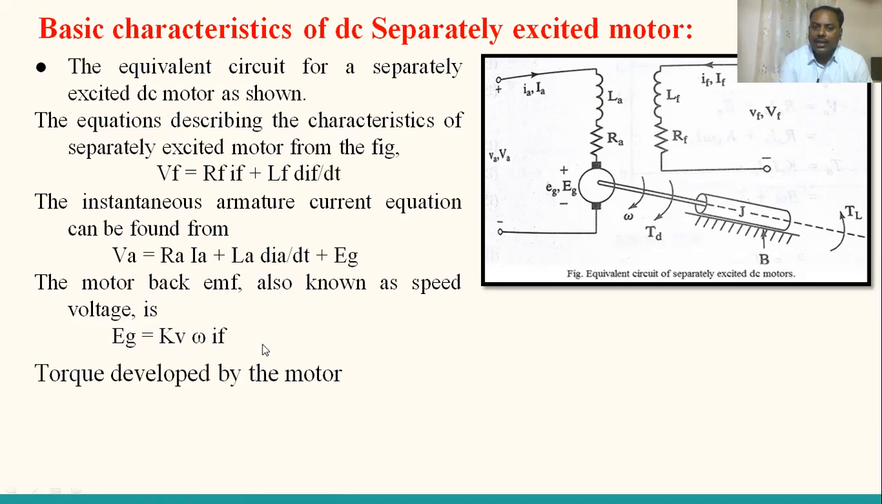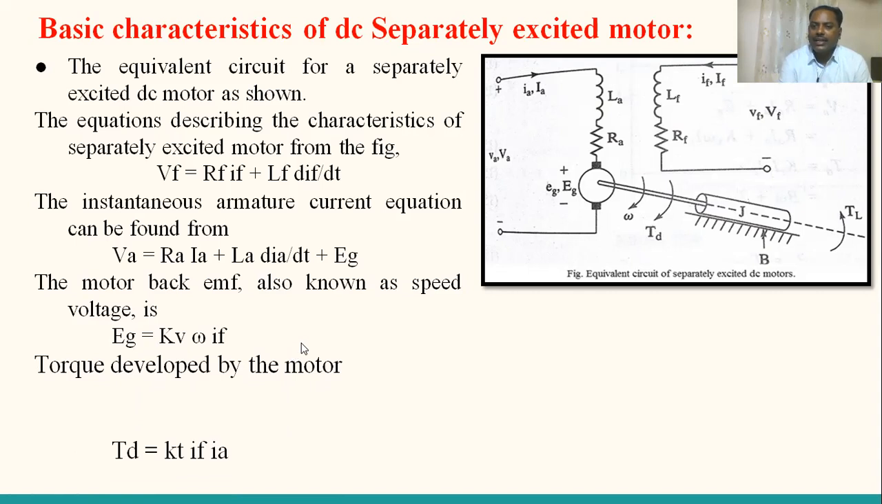And the developed torque can be expressed as TD, which is directly proportional to IA into IF. So here TD depends upon the magnitude of the armature current as well as the field current. Here KT is the proportionality constant, which is the torque constant.